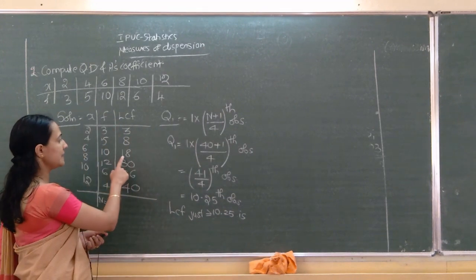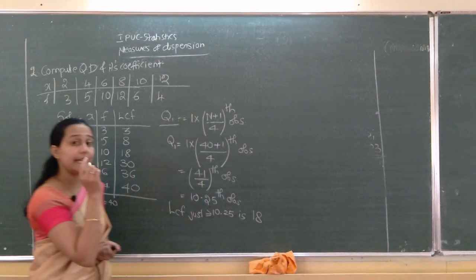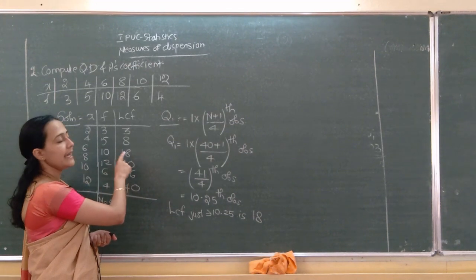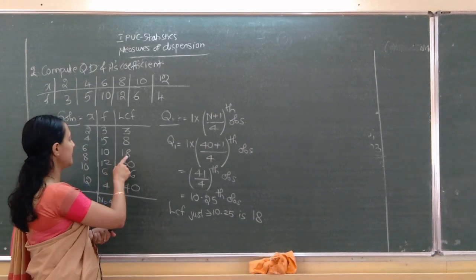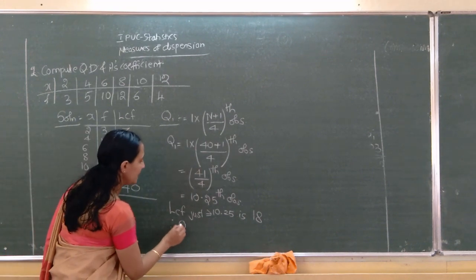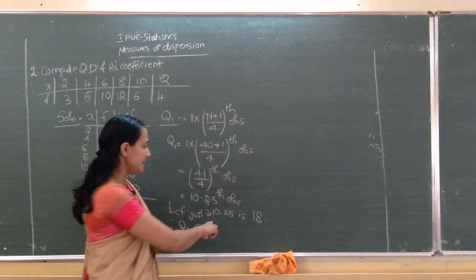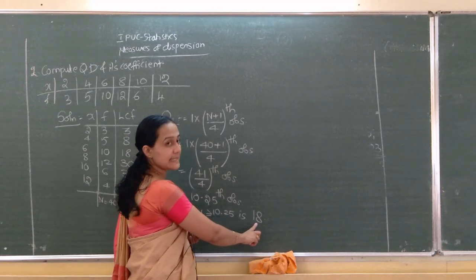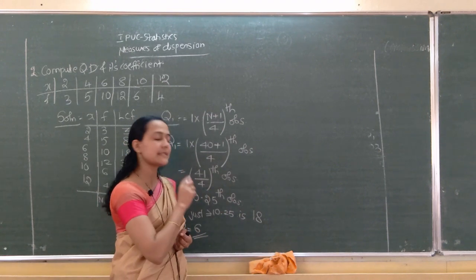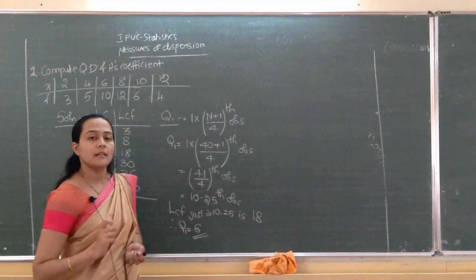Which one? Just greater than 10.25 is 18, correct? But 18 is not our Q1. We need 18's corresponding x value, which is 6. Therefore, Q1 equals 6. Remember, 18 is a less than cumulative frequency, and the corresponding x value of this less than cumulative frequency is called Q1. So, Q1 is 6. Clear?